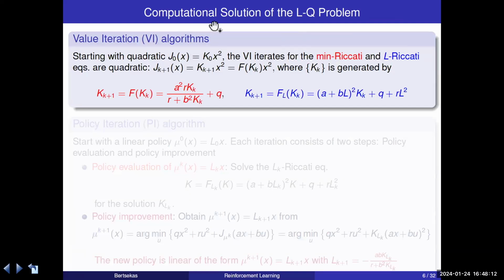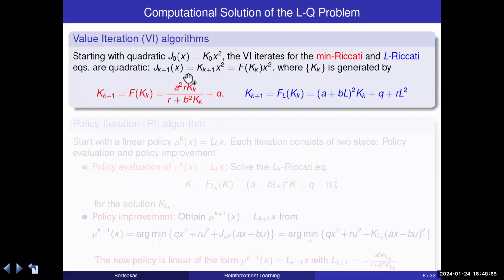This is the solution of the linear quadratic problem graphically. How about computationally? Well, remember, for infinite horizon problems, we have 2 major algorithms, value iteration and policy iteration. Value iteration iterates with the finite horizon costs and applies the Bellman operator multiple times, starting from some initial condition. So now, instead of iterating with the Bellman operator, we iterate with the Riccati operator, and we cancel out the x squared terms. So we started with a quadratic. That's the starting point of value iteration.